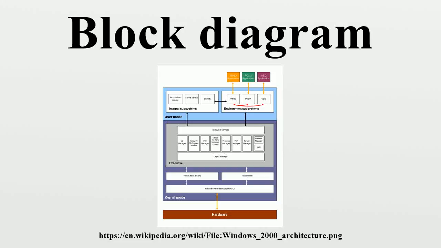A block diagram is a diagram of a system in which the principal parts or functions are represented by blocks connected by lines that show the relationships of the blocks. They are heavily used in engineering and hardware design, electronic design, software design, and process flow diagrams.